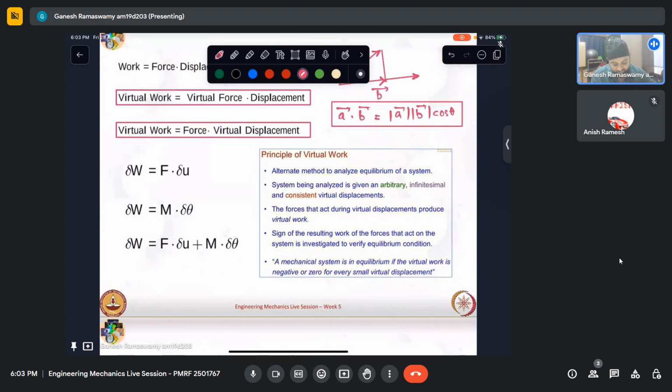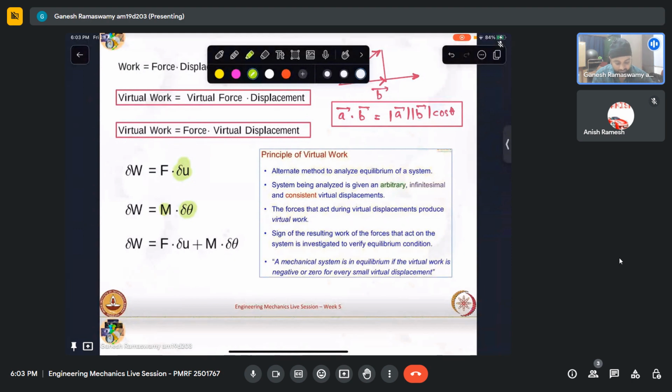So we can see that if there is a force, we give its corresponding displacement. This is just the analog of its corresponding effect. Force brings about displacement. Translation can be decomposed into two or three components of displacement, depending on whether it's a planar problem or a three-dimensional problem. Similarly, moment brings about a rotation. That is why moment is dotted with its corresponding virtual displacement, which is delta theta.